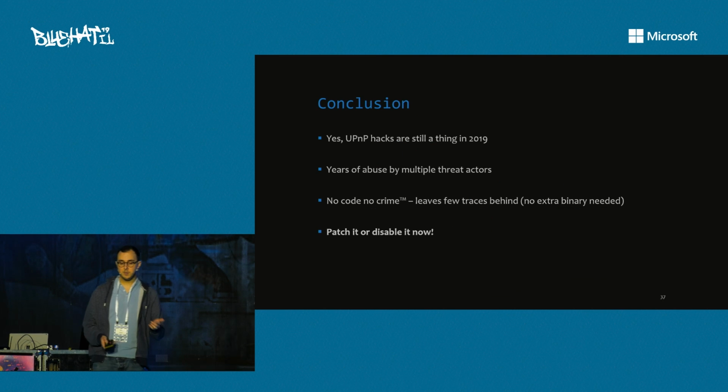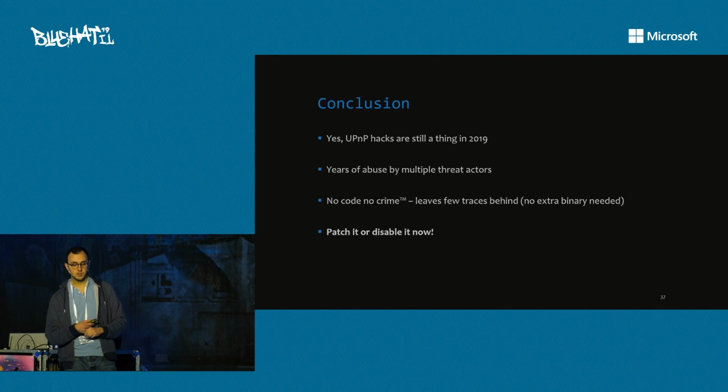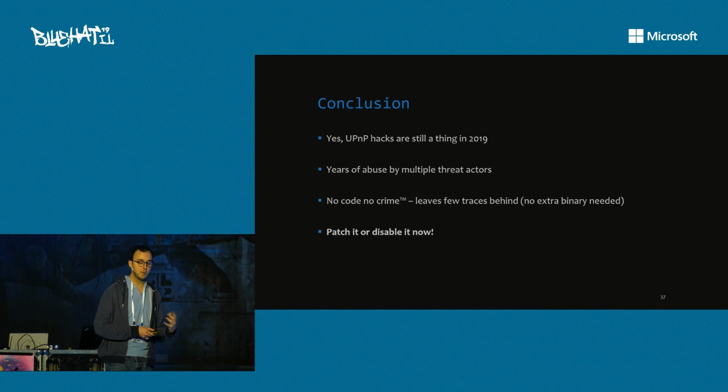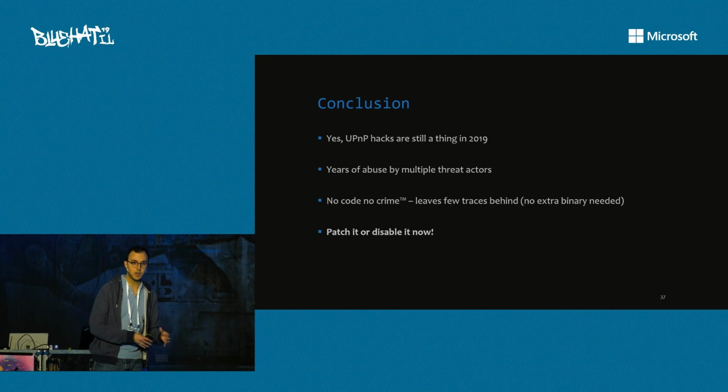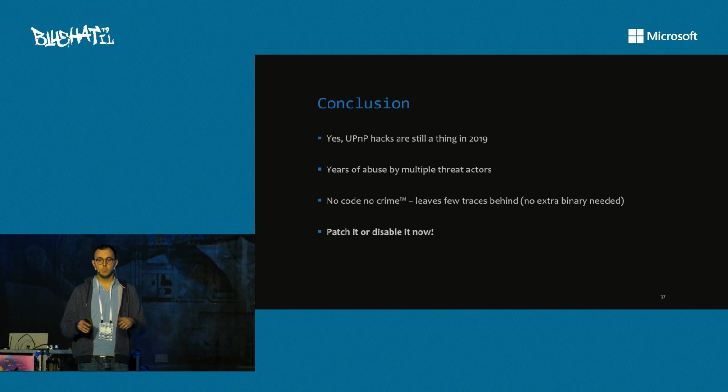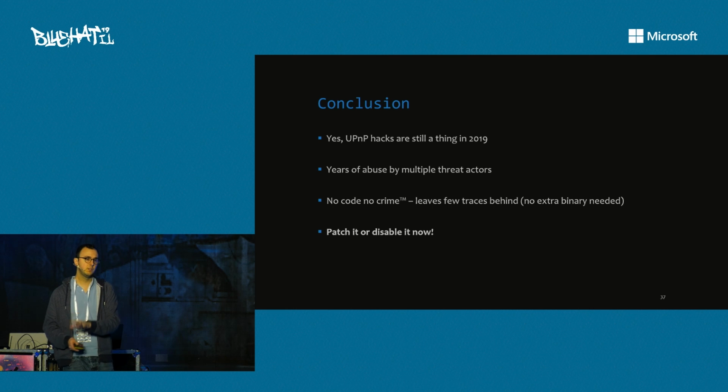So, UPnP hacks are still a thing in 2019. There have been years of abuse by multiple threat actors, and what is interesting here is it's really like no code, no crime. In Windows environments, you have a lot of malware, of course, but you also have a lot of antivirus and telemetry, so you can detect them pretty easily. Here, it has been low-key, and I think it has been going on for at least 5 years. So, you can go unnoticed with techniques like this.